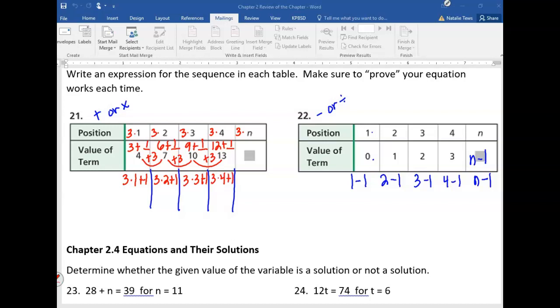Now I'm ready to apply that information to my n. Okay, what should it be? 3 times n plus 1. Now I want to clean this up. How can I clean up 3 times n plus 1? 3n plus 1. Perfect. Okay. We're going to go on to number 23.